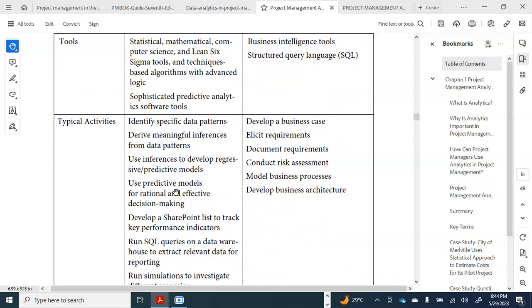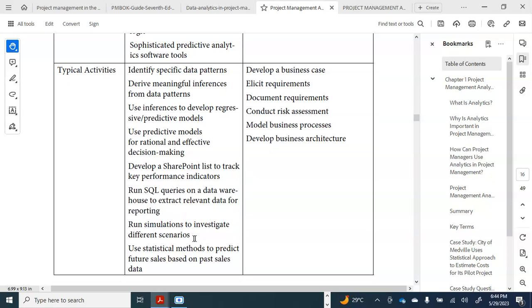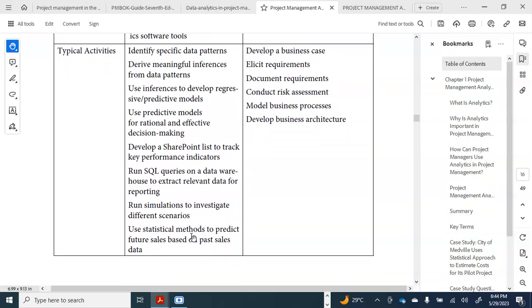So under analytics, we still have developing a SharePoint list to track key performance indicators, running SQL queries on a data warehouse to extract relevant data for reporting, running simulation to investigate different scenarios, and using statistical methods to predict future sales based on past sales. This is not necessarily sales; you can use a statistical method to predict future performance of your project based on past performance, instead of sales. So that's that.